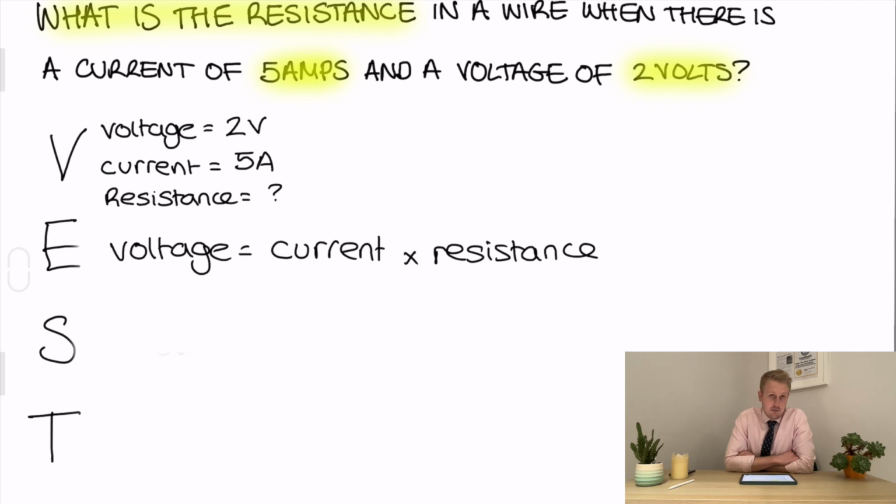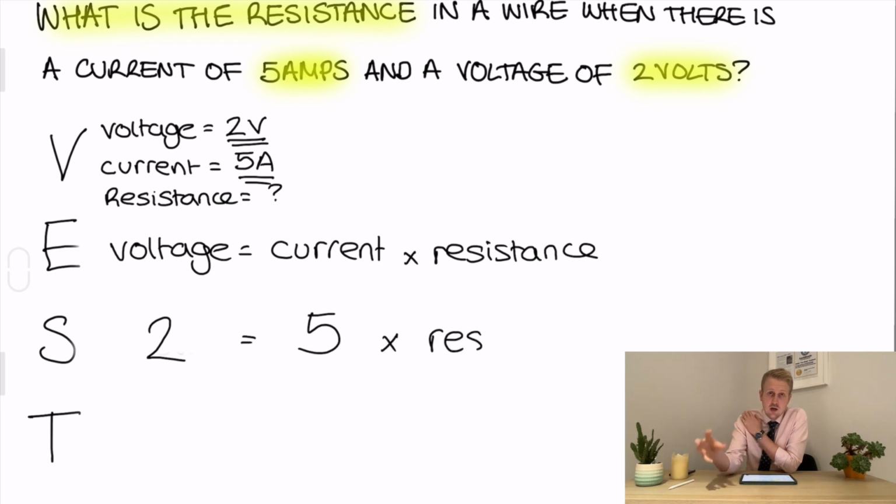Now that's the E step. Next is substitute. You substitute the things in. You put in any information that we know. And we know the voltage is 2 volts, the current is 5 amps. So we can just change those. Voltage becomes 2, current becomes 5, and then that leaves us with our resistance as the unknown.